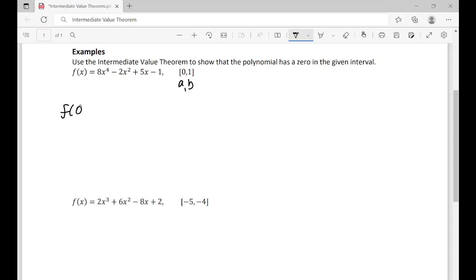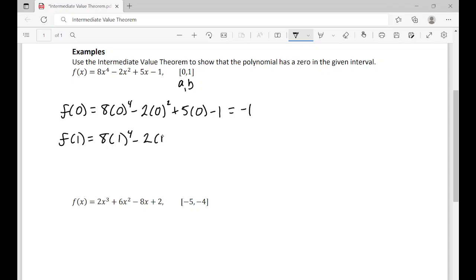So f of 0 is going to equal 8 times 0 to the fourth minus 2 times 0 squared plus 5 times 0 minus 1. When you work all that out, you end up getting negative 1. Now let's do it again for 1. We're going to do f of 1, and it's going to be 8 times 1 to the fourth minus 2 times 1 to the second plus 5 times 1 minus 1. And when you work all that out, you're going to get positive 10.